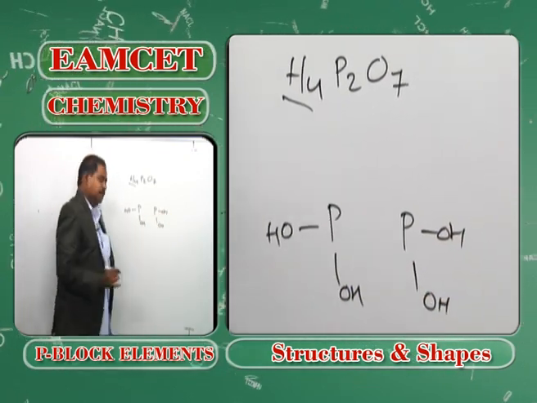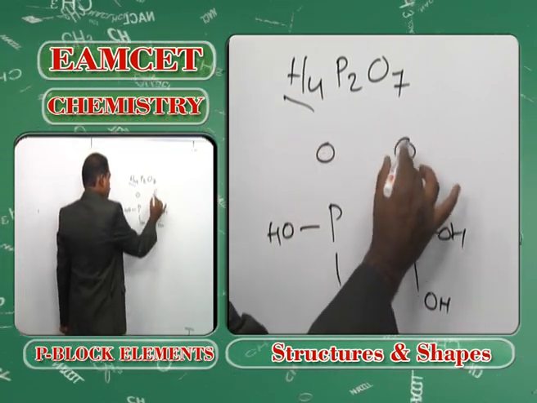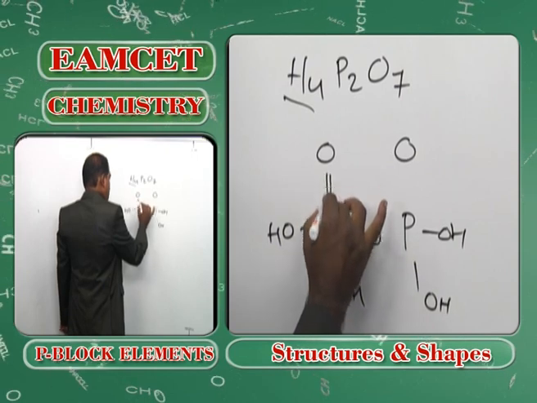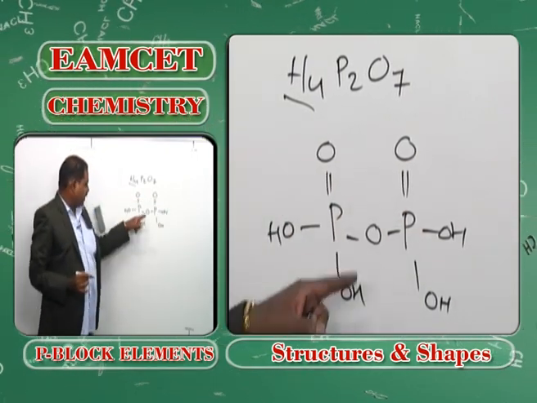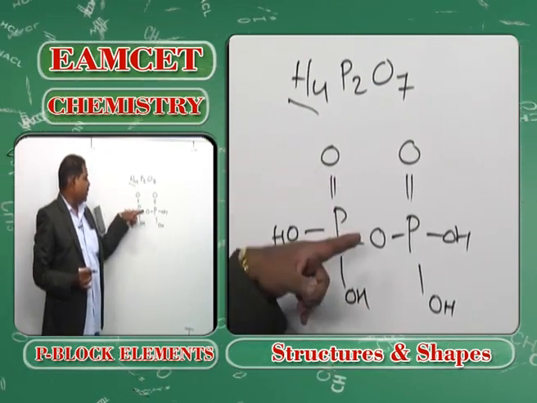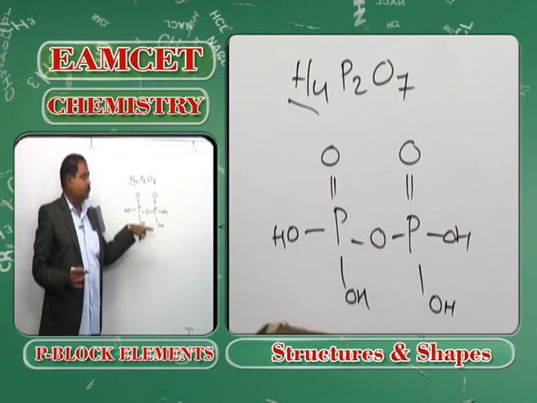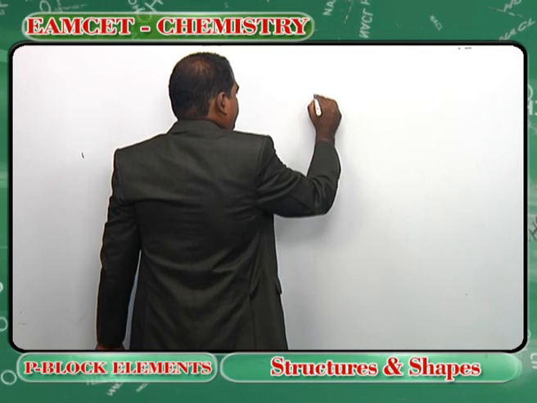What else are you left with? 3 more oxygens. Therefore, 1, 2, 3. Oxygen forms 2 bonds and the central oxygen also forms 2 bonds. So, the number of sigma bonds, pi bonds, POP bonds, all such questions on this acid could be answered. H4P2O7. N2O5.